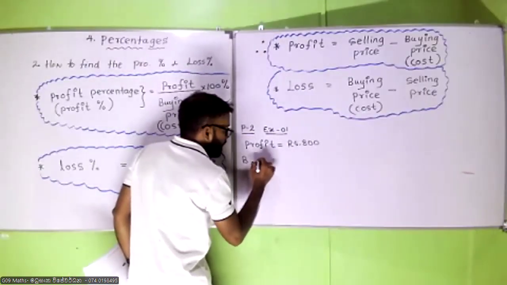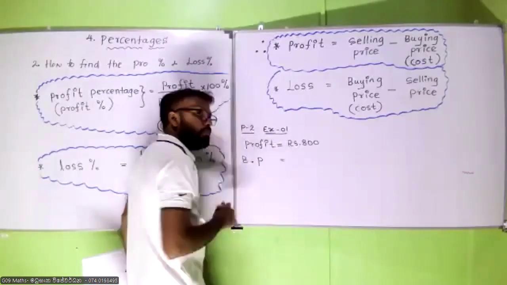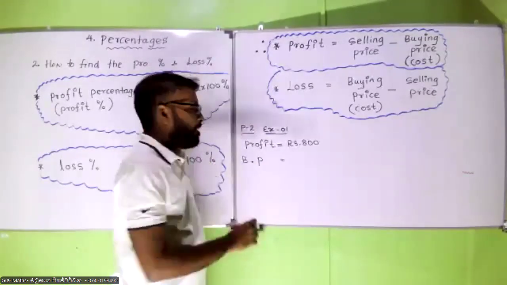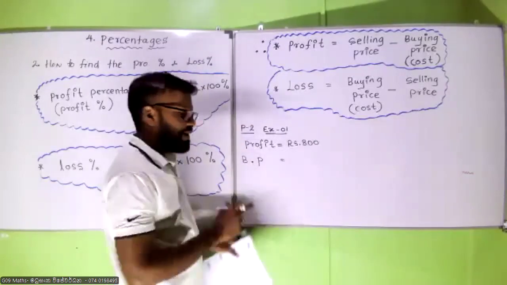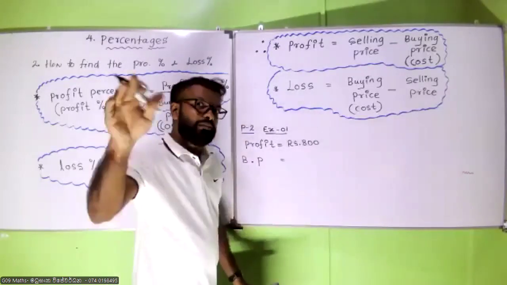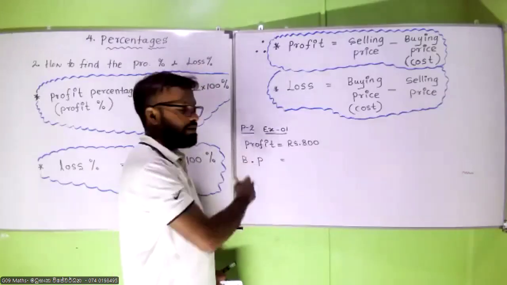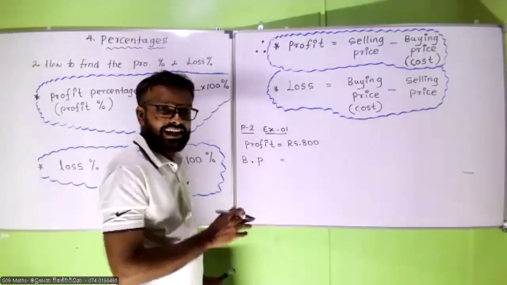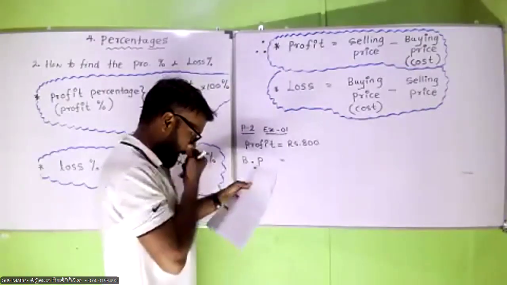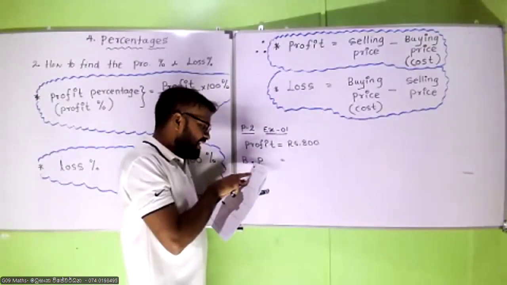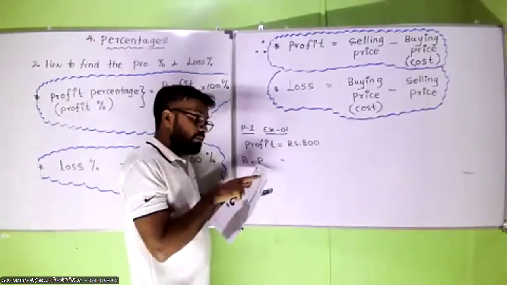I am writing it as BP. Not blood pressure. This is buying price. Make a mistake and you will get blood pressure, blood pressure at the end of the first term exam.